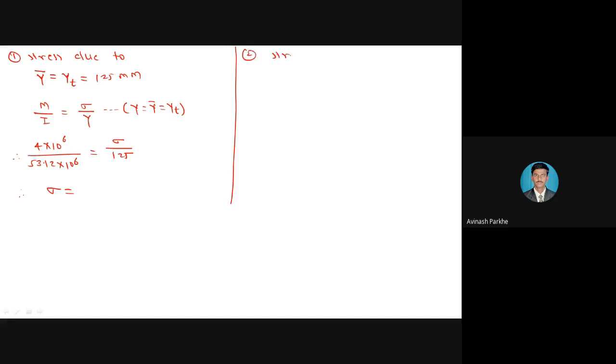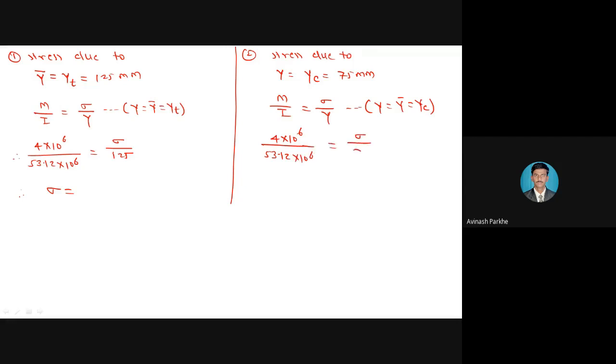Then second, stress due to y bar is equal to yc is equal to 75 mm. So M upon I is equal to sigma upon y. In front of that, y is equal to y bar is equal to yc. So M is 4 into 10 raised to 6 divided by I, 53.12 into 10 raised to 6, equal to sigma upon y, 75. Therefore, here sigma is sigma t, and here sigma is sigma c.